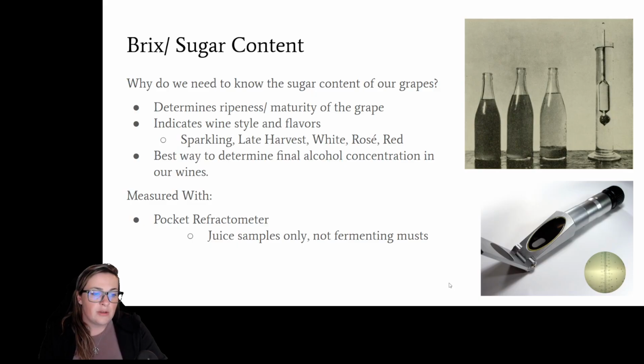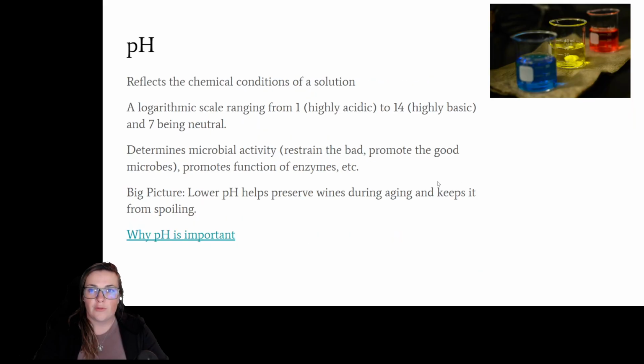It's also the best way to determine the final alcohol concentration in our wines, which we discovered with the formula: potential alcohol equals initial Brix times 0.6. Oftentimes, Brix is measured with the pocket refractometer. Of course, this is best for juice samples only, not fermenting musts. And then we also have a hydrometer, which is shown in this photo, and that is commonly used for fermenting musts.